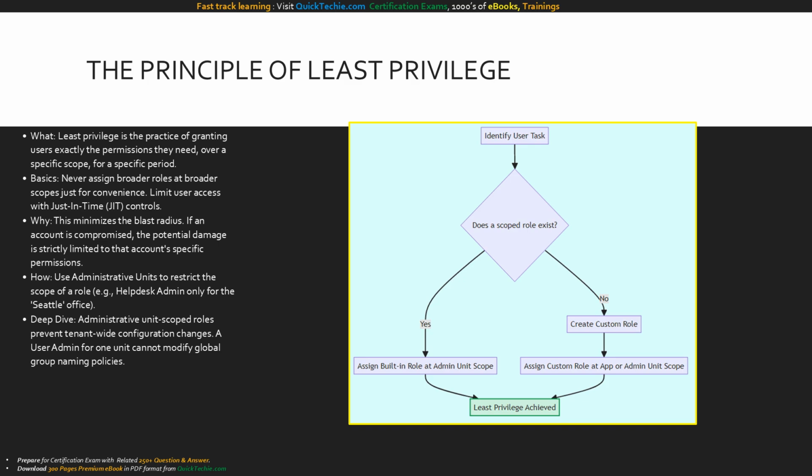This flowchart represents the decision-making process for least privilege. When you identify a task a user needs to perform, first ask, does a built-in role exist that can be scoped down? If yes, you assign it at the administrative unit or resource scope, achieving least privilege. If no built-in role fits perfectly, you move to the right side of the diagram. You create a custom role with exact permissions and assign that at a restricted scope. Following this flow ensures you never hand out tenant-wide keys unnecessarily.